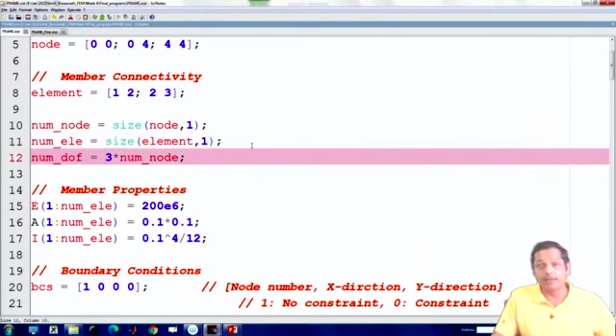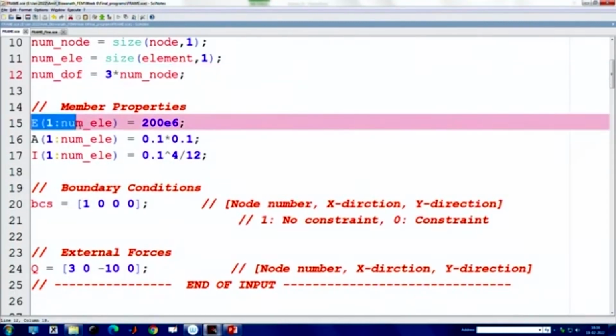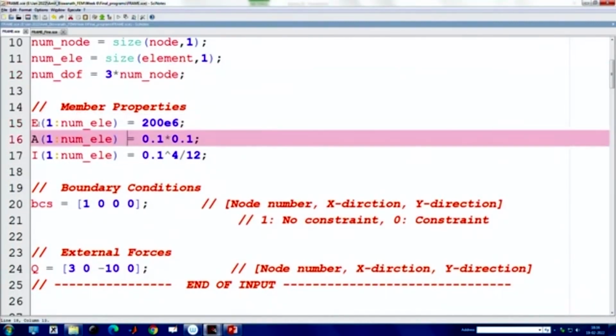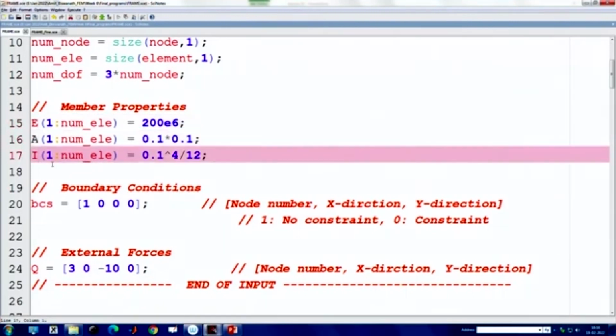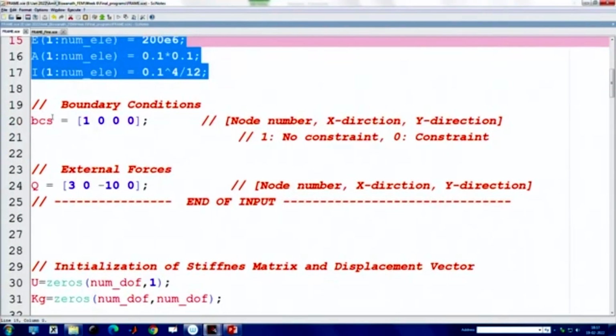Now there is a difference here. In the case of the truss problem, we had 2 degrees of freedom at every node, so the total degrees of freedom was 2 times the number of nodes. In the beam problem also, there were 2 degrees of freedom at each node, but here we have 3 degrees of freedom, so this is 3 times the number of nodes. Now we require the area, Young's modulus, and second moment of area. We can give some values here. Now these are the boundary conditions.